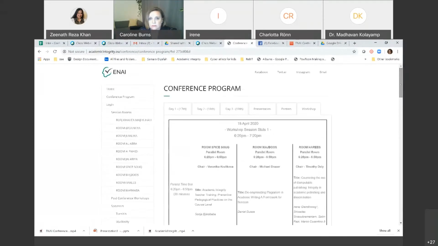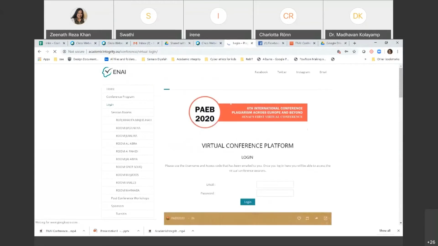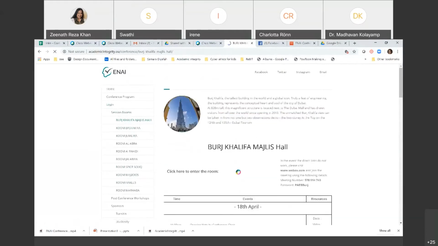Once you have logged in, you all would have, of course, gotten your access code. You would have come here to log into the virtual conference platform. Once logged in, you see all of these on the left-hand side are the rooms. For instance, click here. This is the Burj Khalifa room that we are in at the moment. You click on this, and this will take you to the room. I'm not clicking anything because I'm live, and I don't want anything disappearing on me.